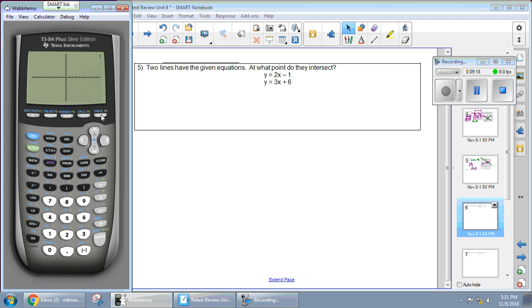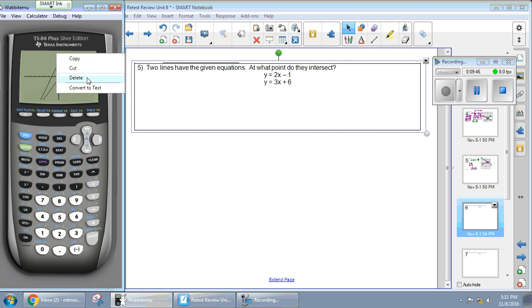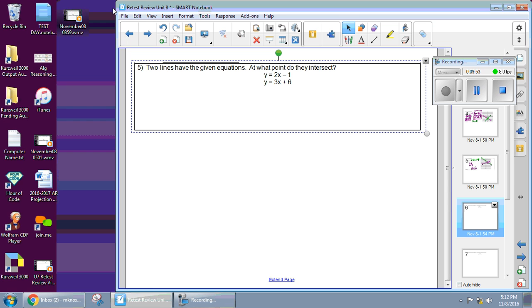I'm going to hit graph. There's my first line, second line. Okay, I can see here that it looks like they connected somewhere down here because then they're separating up here. So what we're going to do is go to the table of points. And I don't know why that's not working. Okay, so I'm going to go to my table. I'm going to close this and restart it.